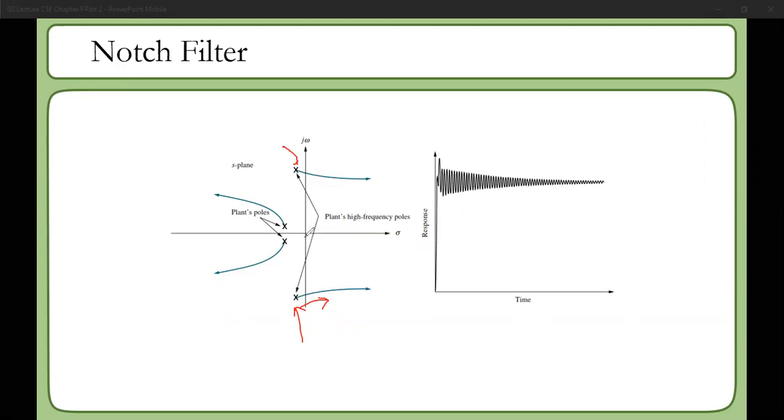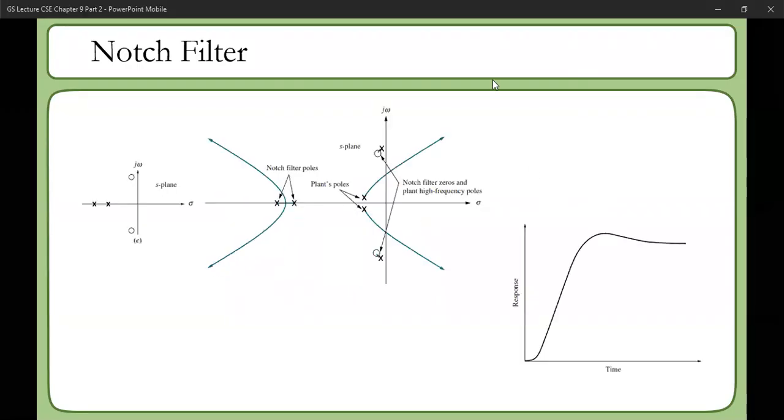So in this kind of plant, you have a very high frequency response, like this. Okay, so this is not desirable. Always we want to have something like this. So for that, we can implement a notch filter. So notch filter is something like this.